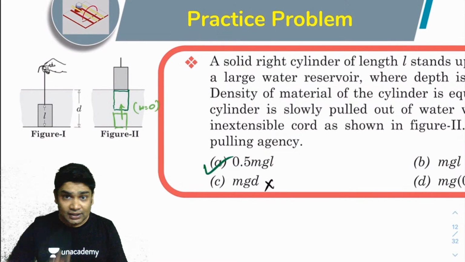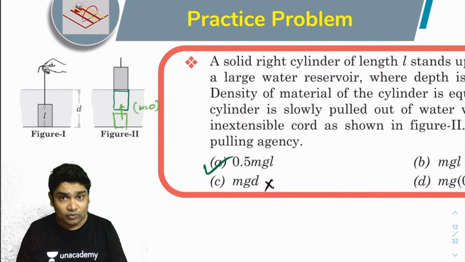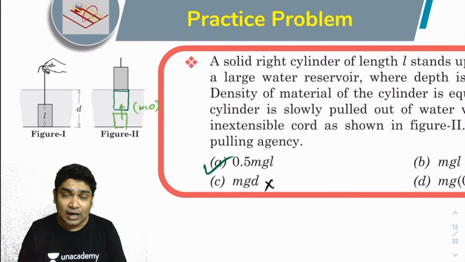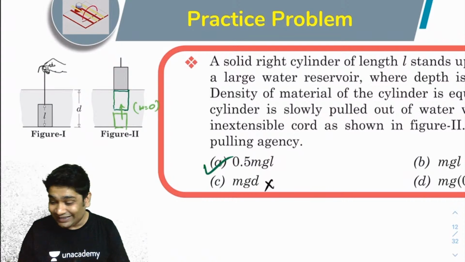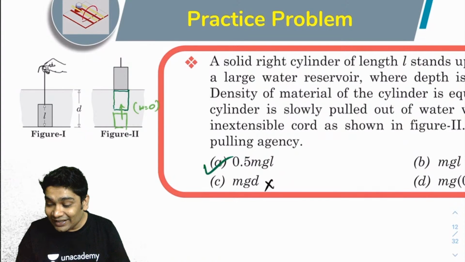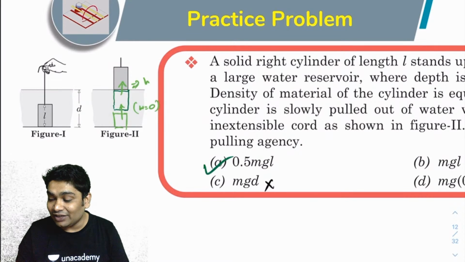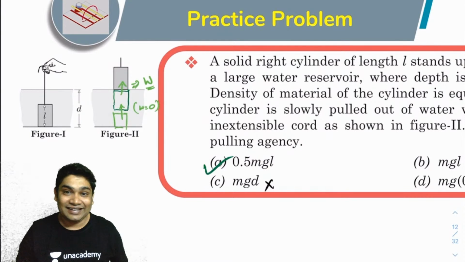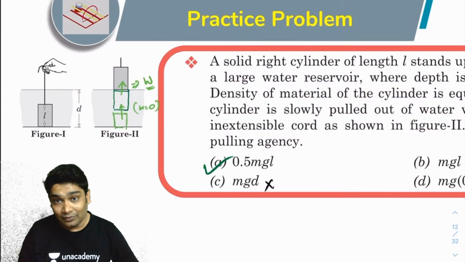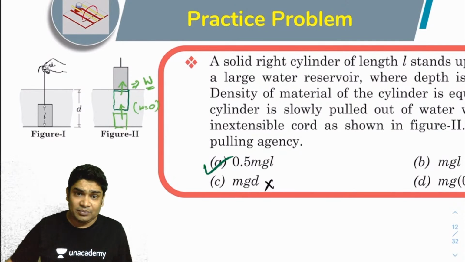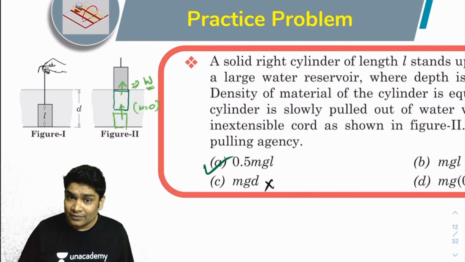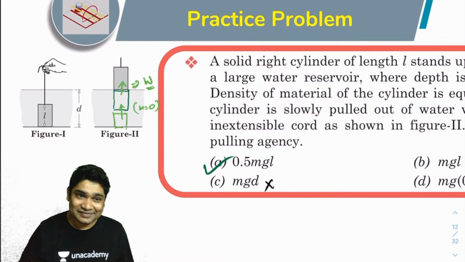So from here to here, the work is definitely zero. Why? Because there was no force, because the buoyant force and the force of gravity would be balancing each other out. So the only work that the external agent would have to do is from getting it from here to here. This is where all the work would be done. Work done on center of mass is 0.5 mg. Why is it so?